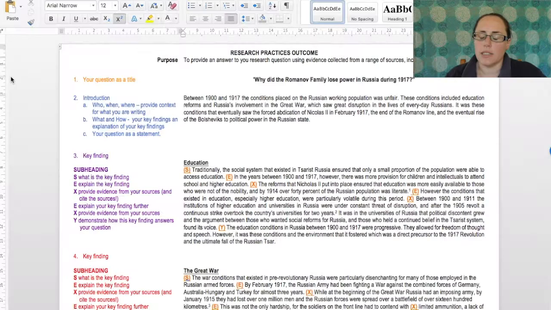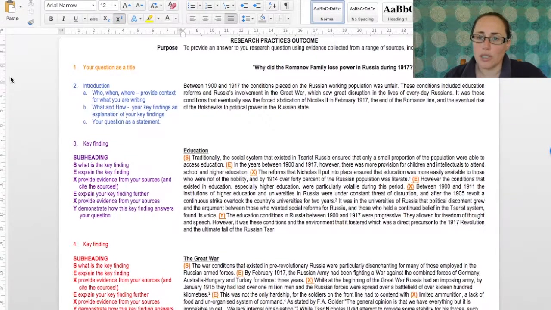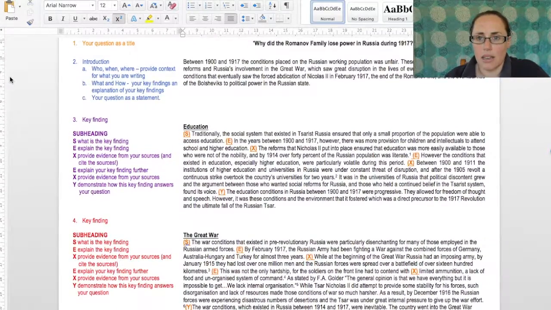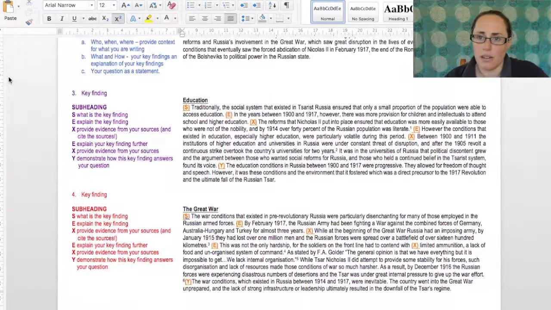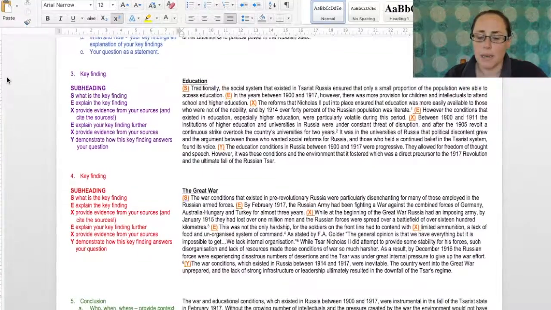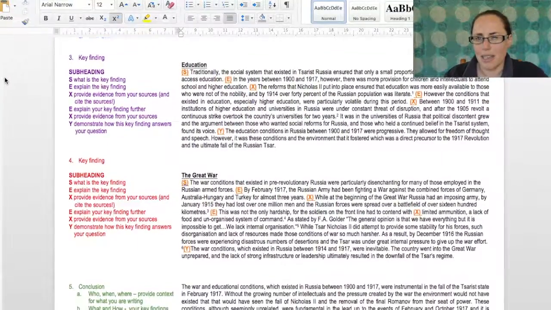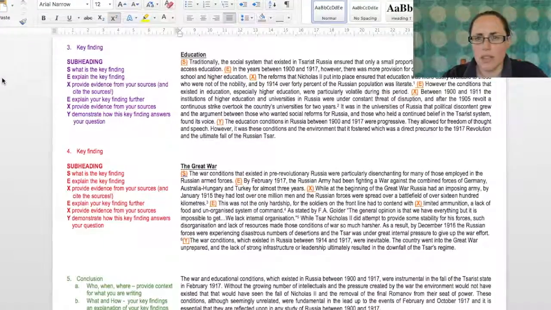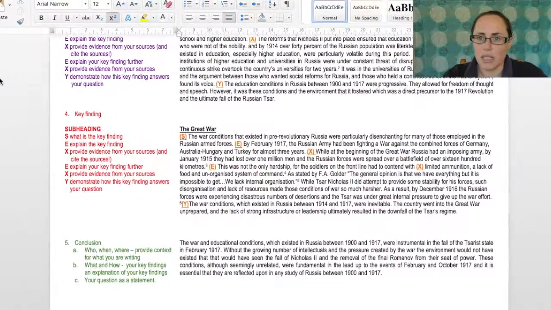With research practices, if you don't answer your whole question, that's okay. I'm not going to be that concerned about it. That's something you can talk about in your evaluation in the next part. But I want you to make sure that you can link that some of the evidence that you've found to a key finding which does answer your question.